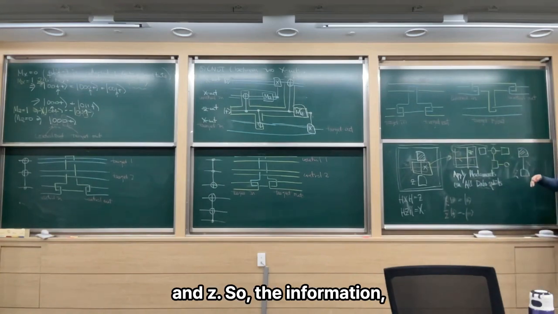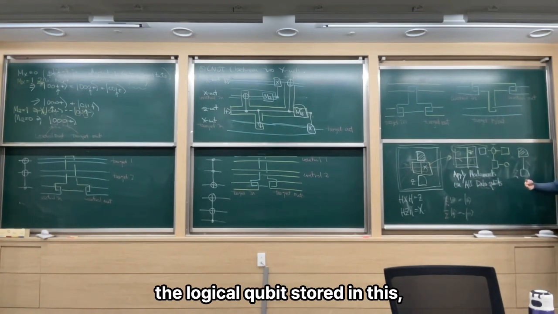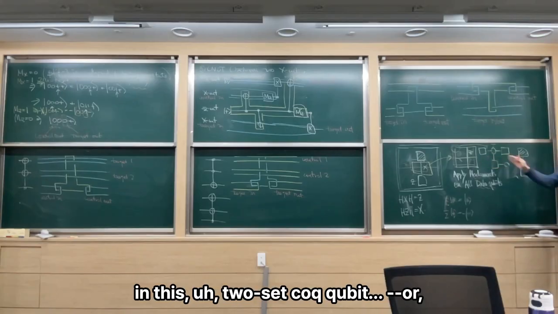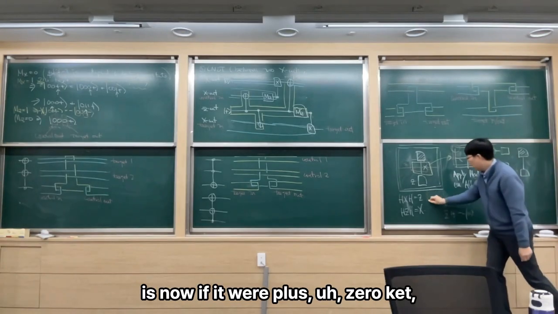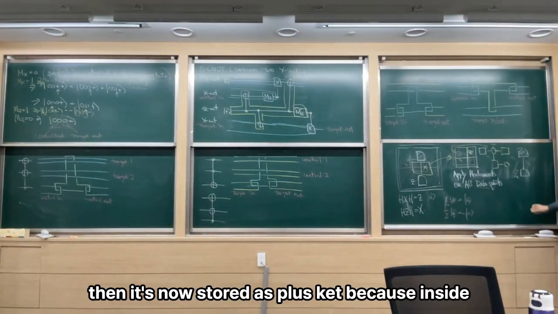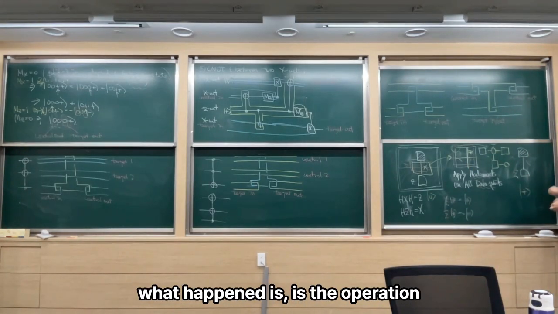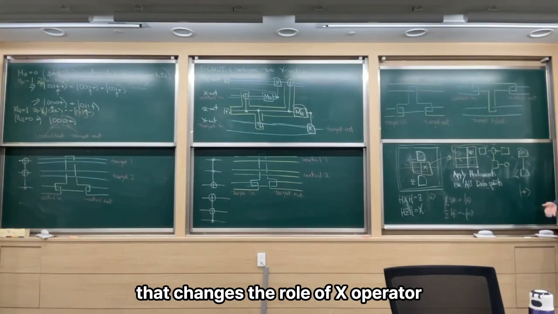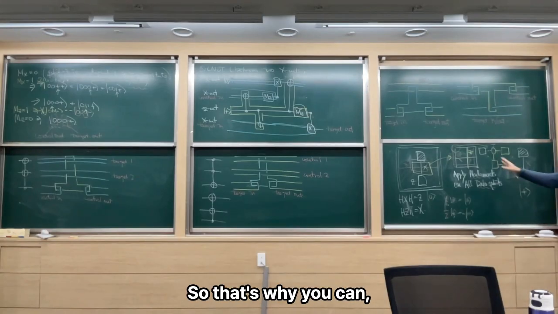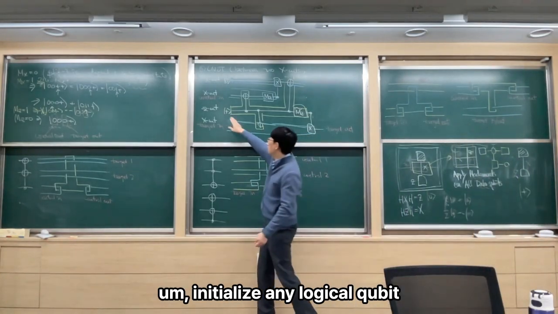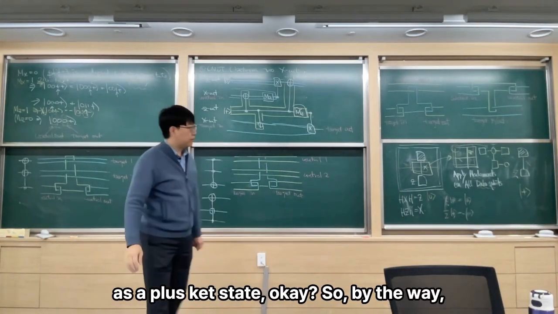So the information, the logical qubit stored in this two Z-cut qubit, if it were plus 0 ket, is now stored as plus ket, because inside, what happened is the operation that changes the role of the X operator and Z operator. Okay, so that's why you can initialize any logical qubit as a plus ket state.